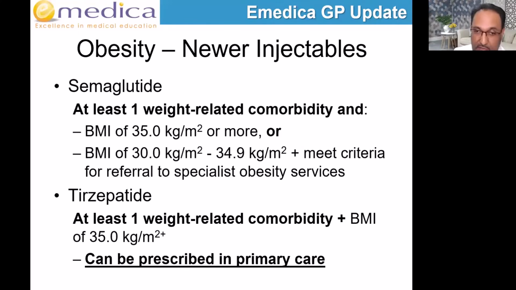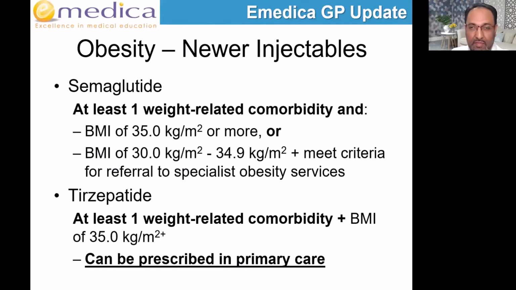Tirzepatide, this is the Mounjaro, okay? This is the one that now we can prescribe in GP. It's the big change, right? So there's a difference between what the NICE guideline says, which is they need to have a body mass index that puts them into obesity 2 and at least one weight-related comorbidity, whereas what a lot of ICBs are funding in England for the first year of the launch is body mass index of 40 plus and 4 weight-related comorbidities, i.e. they're really narrowly restricting it.